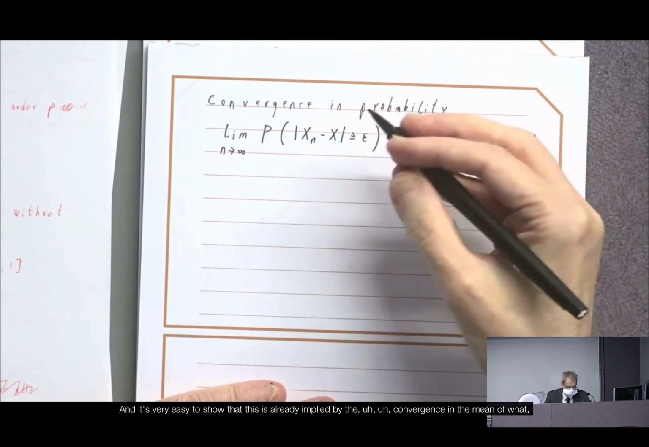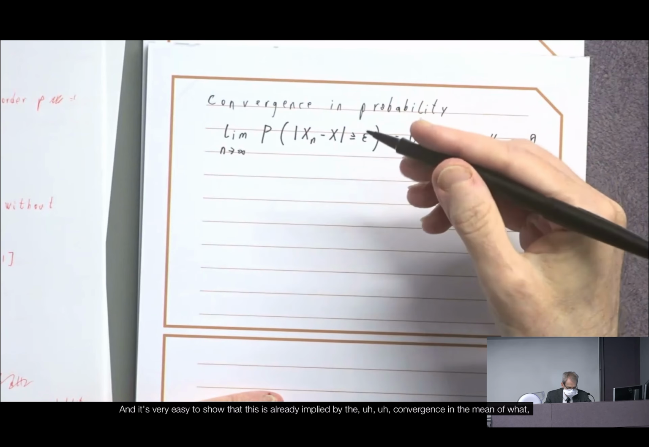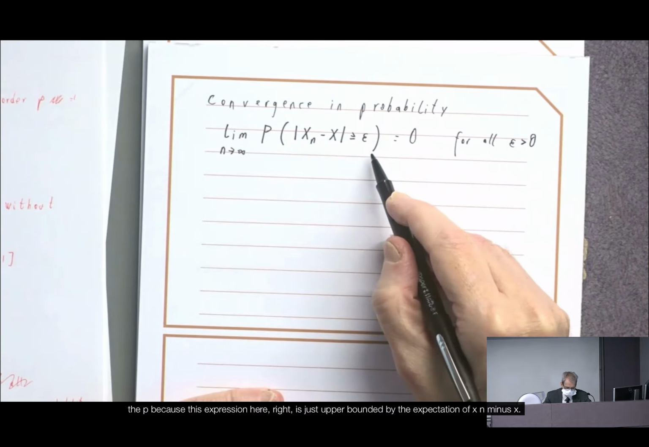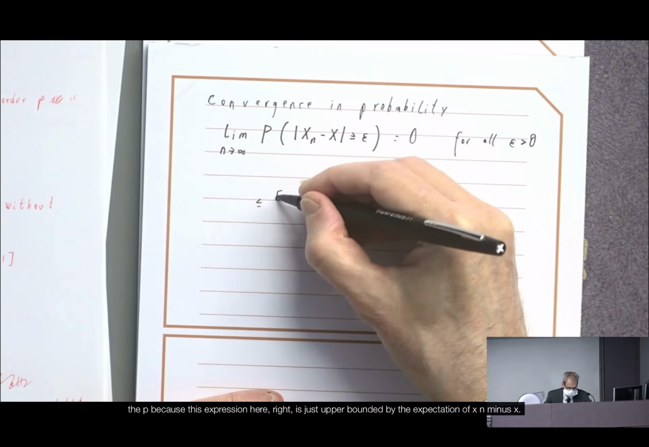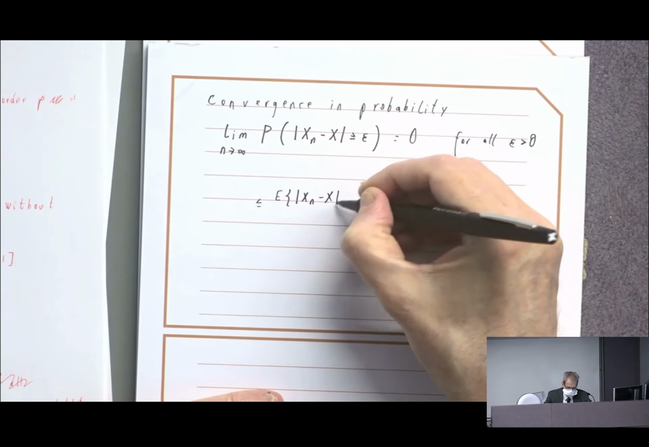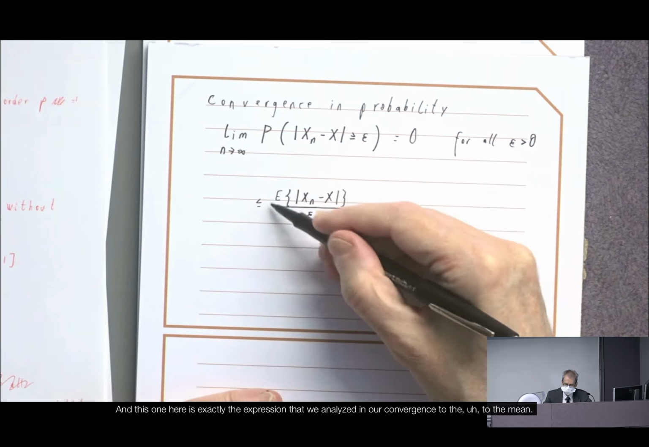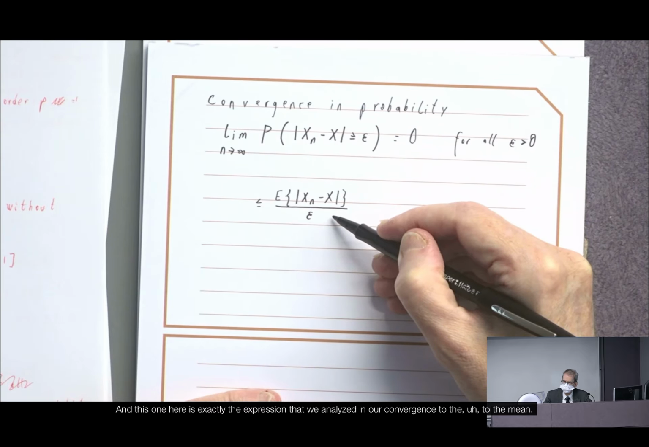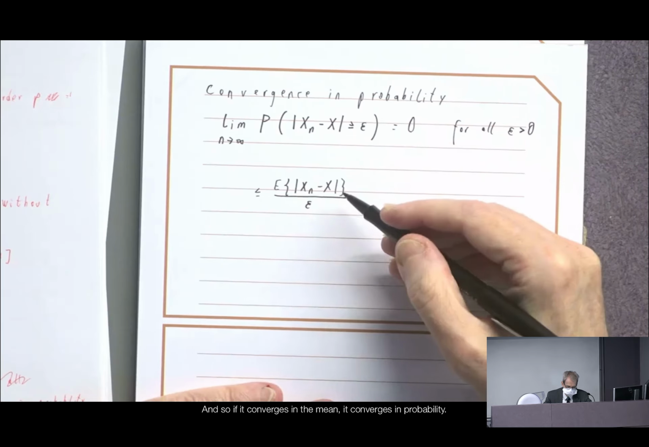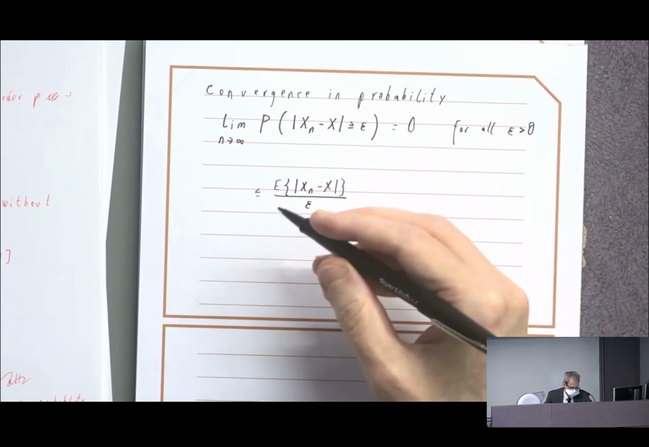And it's very easy to show that this is already implied by the convergence in the mean of order p, because this expression here, right, is just upper bounded by the expectation of |Xn minus X| divided by epsilon, according to Markov inequality. And this one here is exactly the expression that we analyzed in our convergence in the mean. And so if it converges in the mean, it converges in probability.